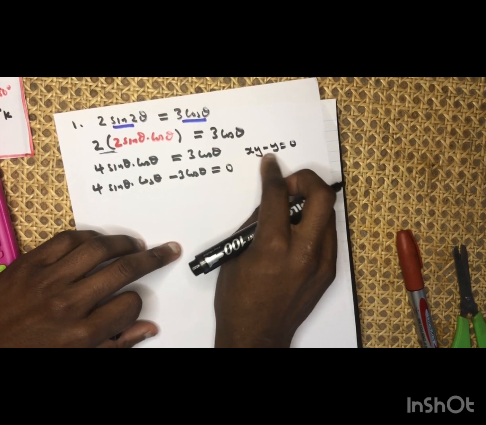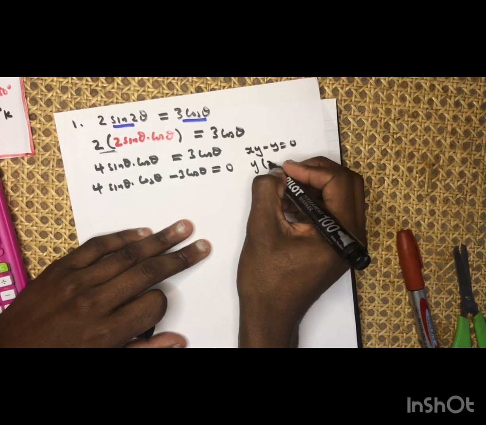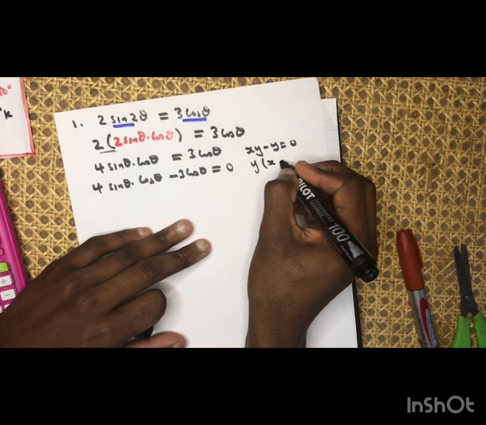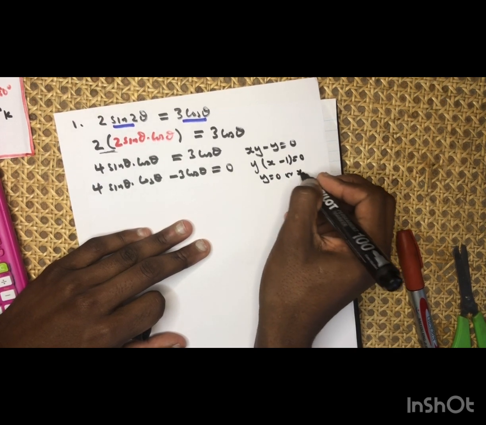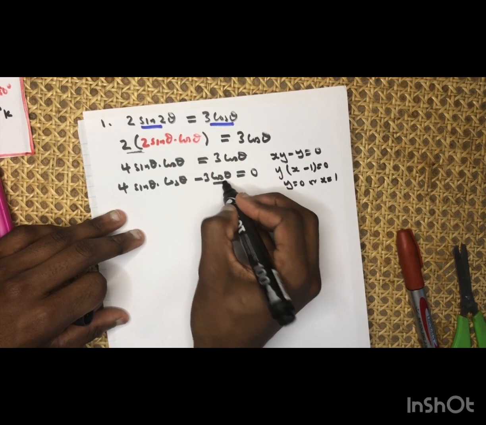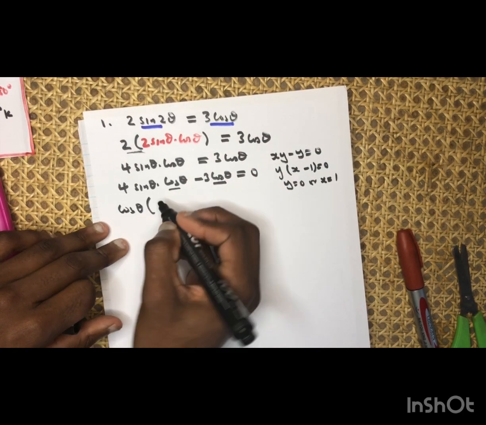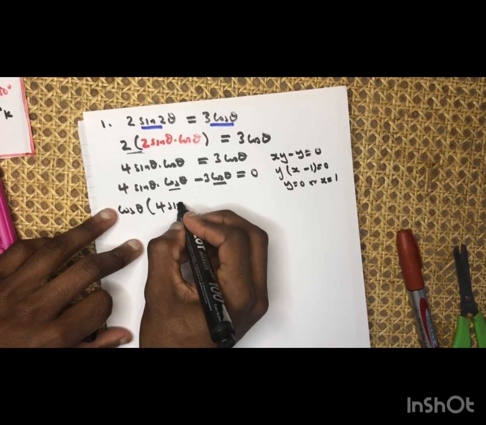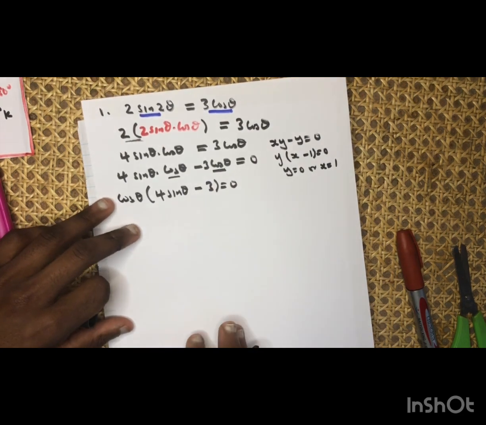So what you are going to do here is take out what is common, which in this case is y. Then you will be left with x minus 1 inside. So in this case, your y is equal to 0, or your x is going to be equal to 1. So here we can see that cos is common. So I'm going to take cos theta outside. Then I have 4 sine theta minus 3 inside, which equals 0.